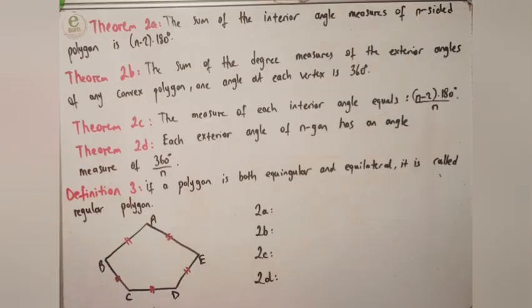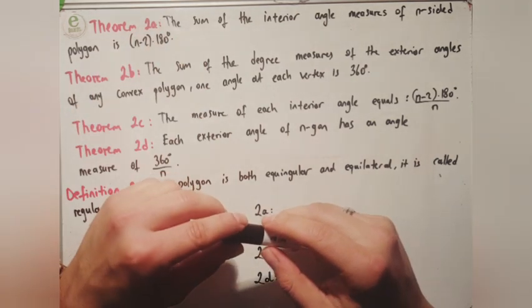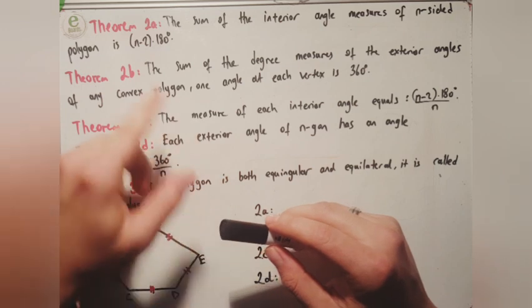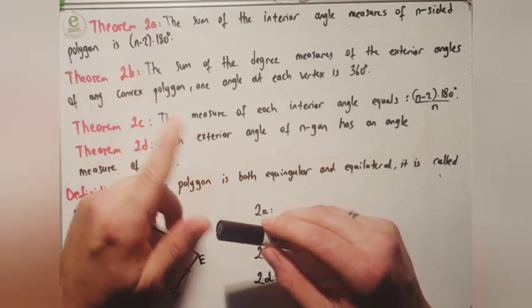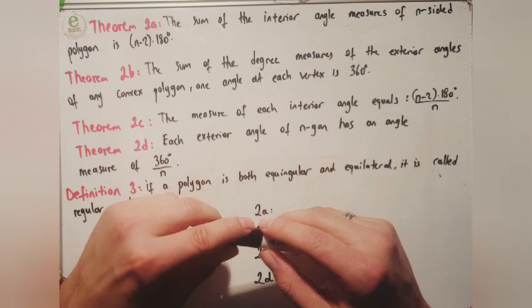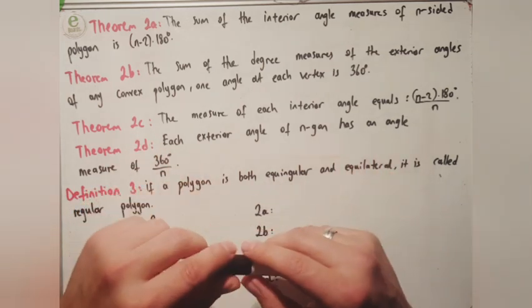In this part we have 4 theorems and 1 definition. So let's start with the first. The sum of the interior angle measures of an n-sided polygon is (n minus 2) times 180 degrees. For the second theorem, the sum of the measures of the exterior angles of any convex polygon, one angle at each vertex, is 360 degrees.